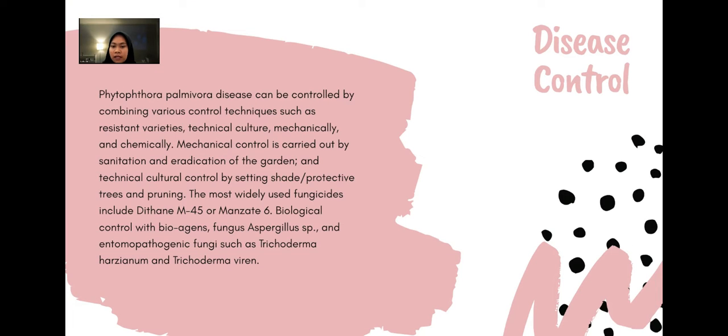And for control, it can be done by combining various control techniques such as resistant varieties, technical culture, mechanical, and chemical. Mechanical control is carried out by sanitation and eradication of the garden, and technical culture by setting shade or protective trees and pruning. The most widely used fungicides include Dithane M45 or Manzate, and biological control with bioagents uses Aspergillus sp and entomopathogenic fungi such as Trichoderma harzianum and Trichoderma virens.